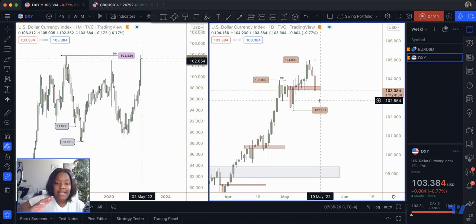So price does what's called a negative or positive correlation. And what this means is like a mirrored reflection. Let's just say for Euro USD and the dollar index, if the dollar moves up, Euro will move down. So that's opposite, okay? That's negative.